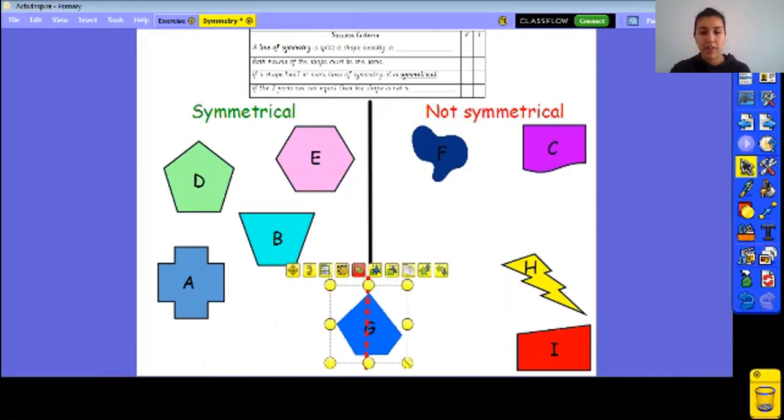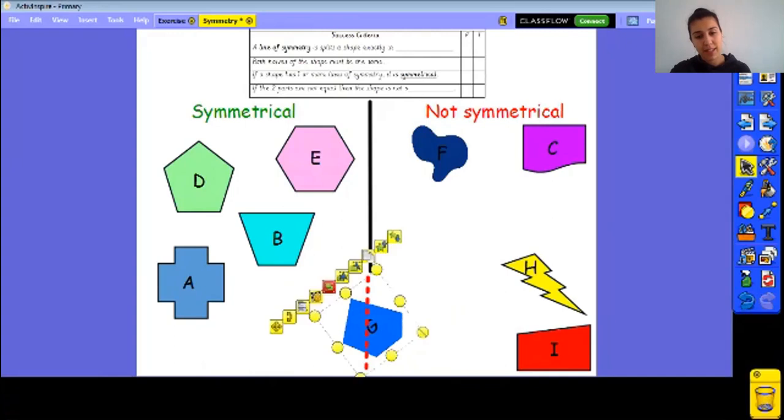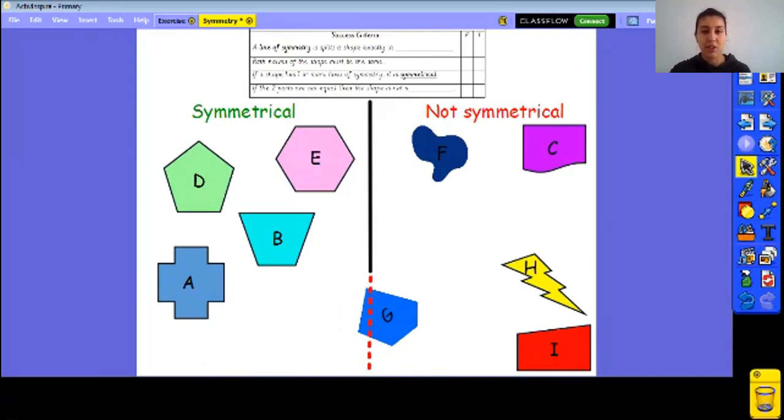If I try to do it vertically, would that work? No, they're not equal. This has got a whole extra side on this side. What about if I rotated it in some way? No, I don't think this one has any lines of symmetry, so this shape is not symmetrical.